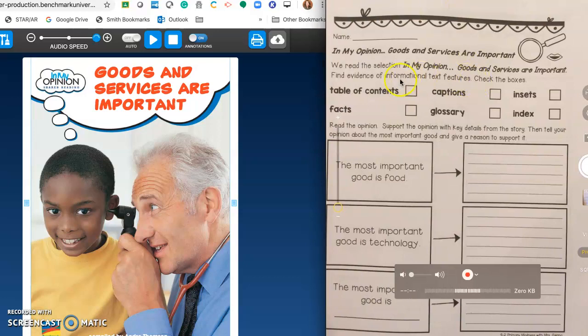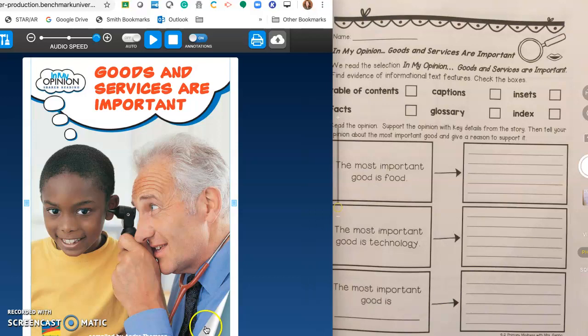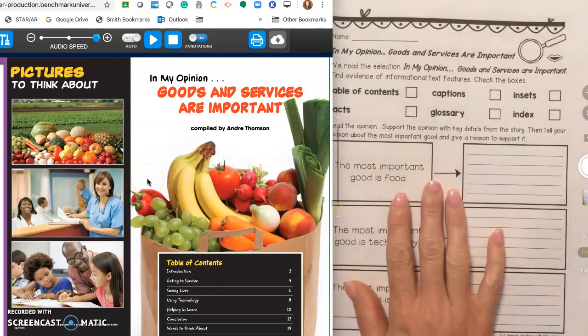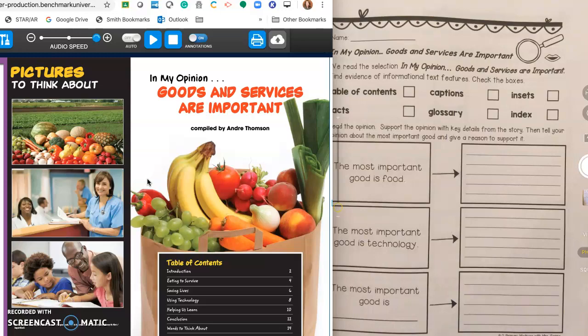So the first thing we're going to do is look for some features in the text that are evidence of informational text. So we're looking to see if there's a table of contents, if there are facts, if there are captions, a glossary, insets, and an index. So as we read, we're going to look for those things. Goods and services are important. Right away, I see a table of contents right here in the text, so I'm going to go ahead and mark that off.